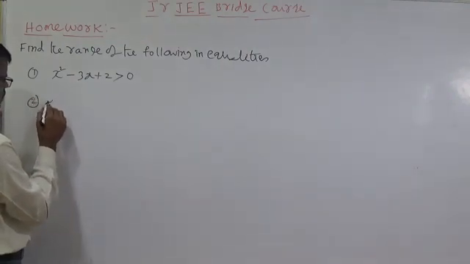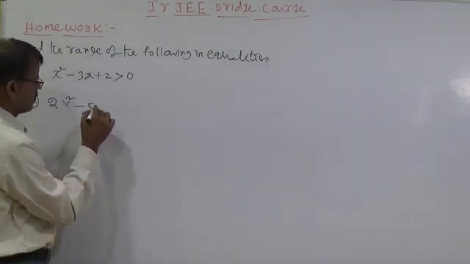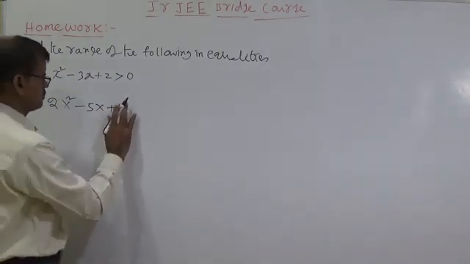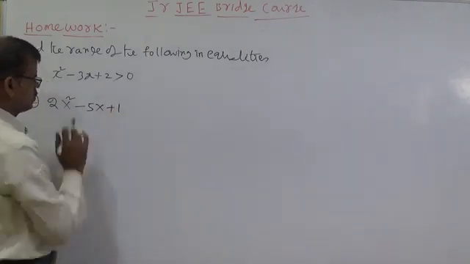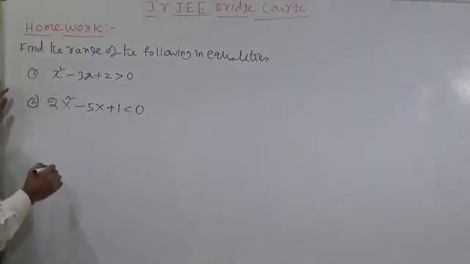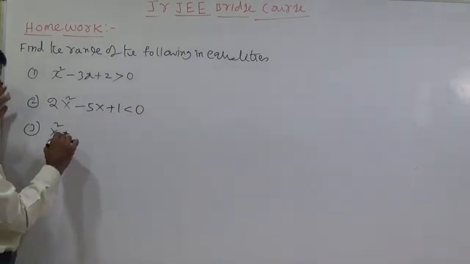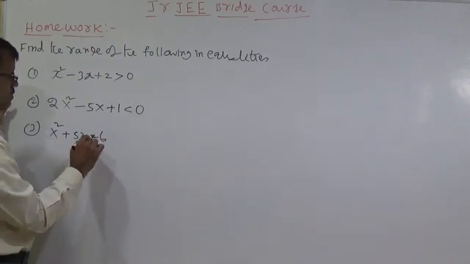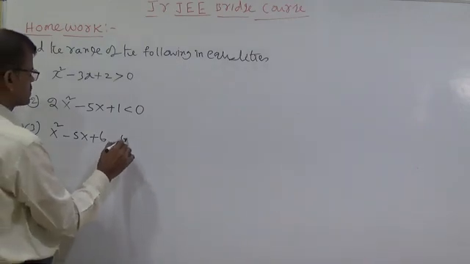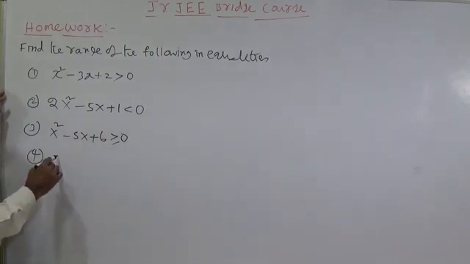Second one, 2x square minus 5x plus 1, this is less than 0. Third one, x square minus 5x plus 6 greater than or equal to 0, and find the range of it. I already said this one, I think.